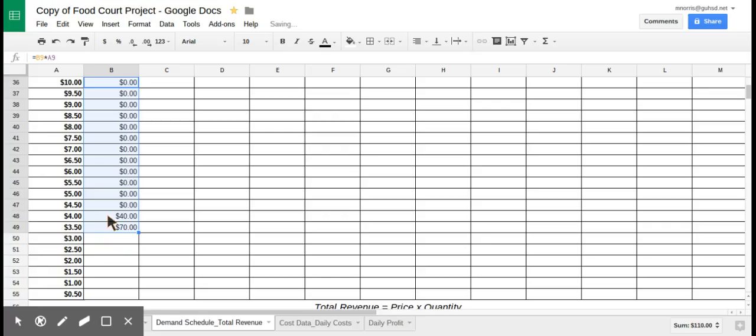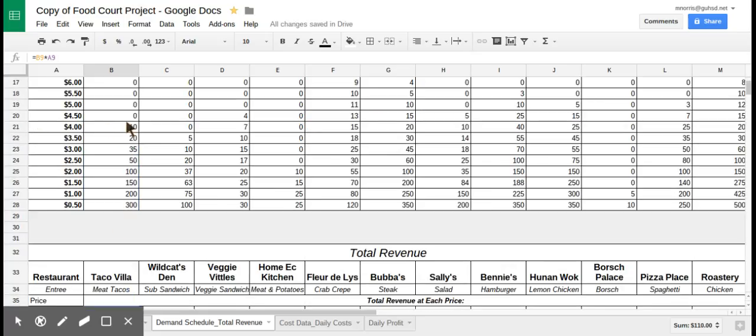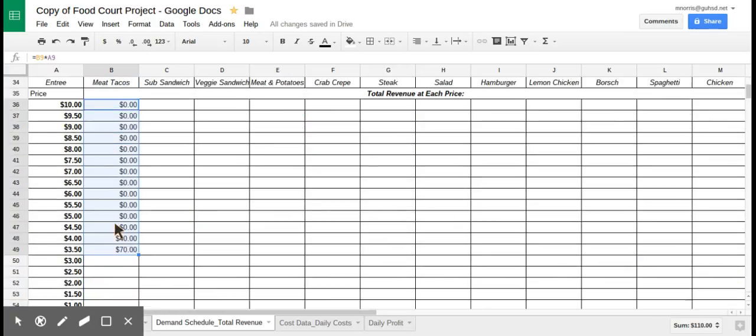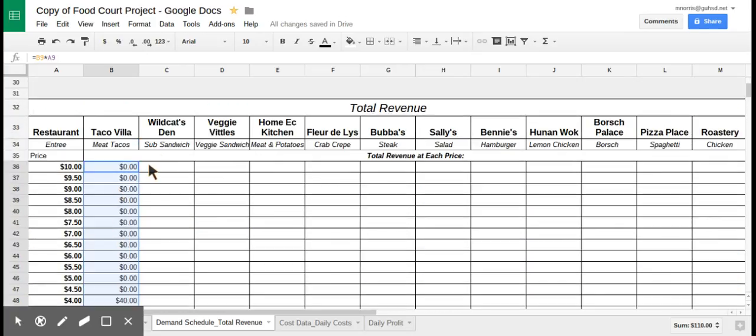Here we go. So remember, I did a quick check. I saw that 10 people would demand tacos at $4, and 20 would demand it at $3.50. Well, 10 times 4 is 40, and 3.5 times 20 is going to be $70. And see the numbers add up. So that's pretty cool. What I can do now is the same thing.